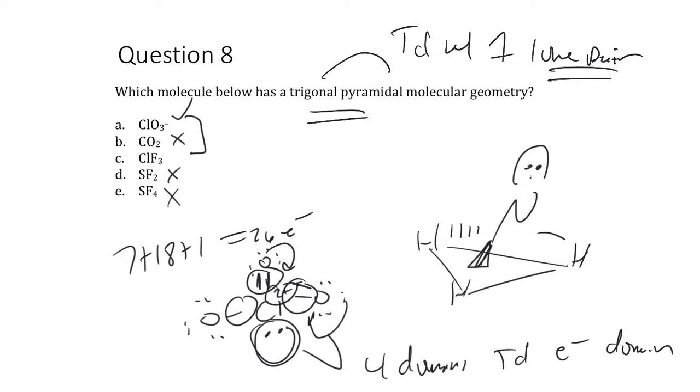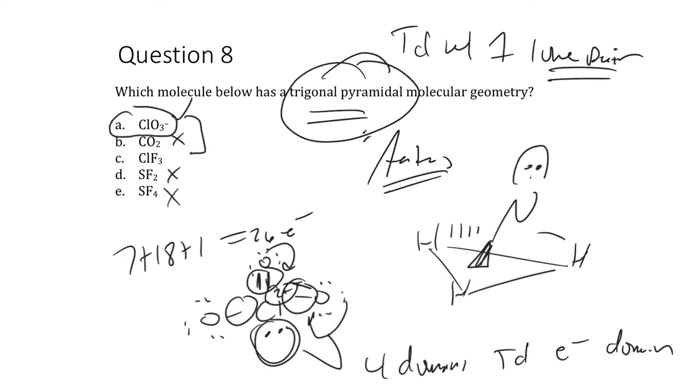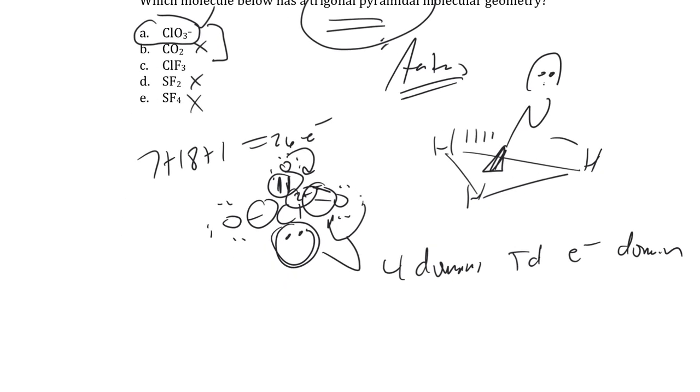So the two names depend on each other, but you're giving this name based on the atoms. Sometimes we call it an atom geometry or a bond geometry. So ClF3 minus would be the right answer. Now, why not ClF3? Well, ClF3 has 28 electrons.